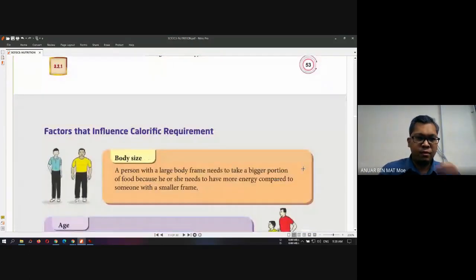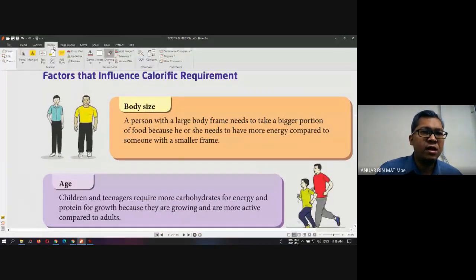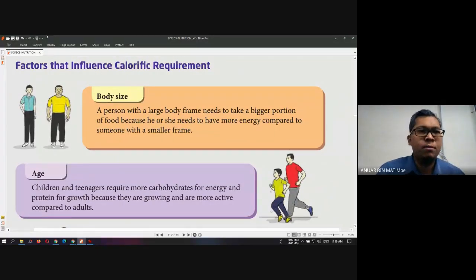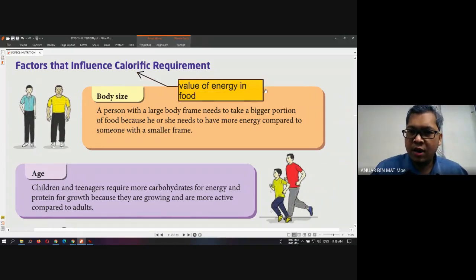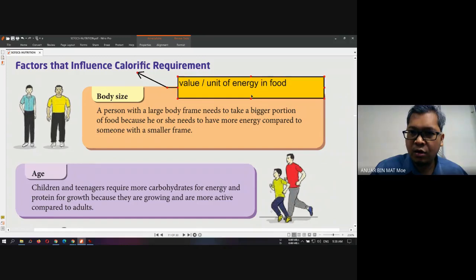Okay, the next topic is the factors that influence calorific requirement. So what is calorie or what is calorific? Calorific, you just remember, is the value of energy in food, or we can say that it is the unit of energy in food. We call it calorific or calorie. Boleh faham?